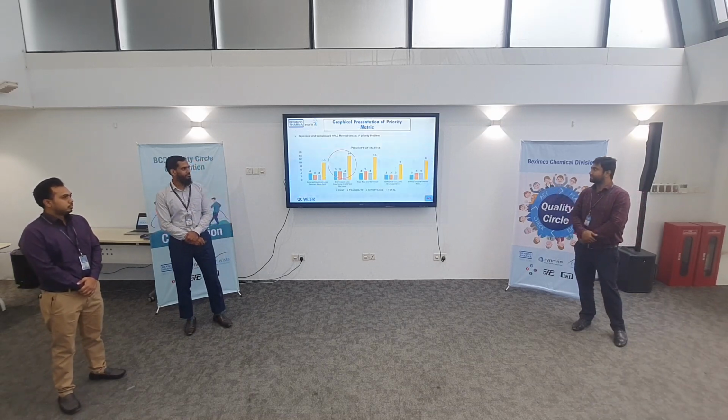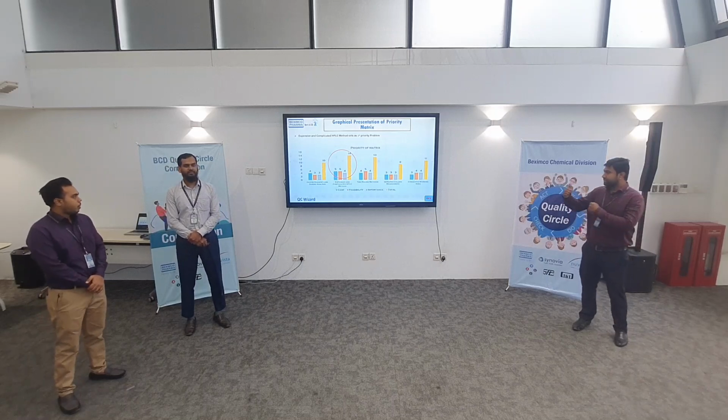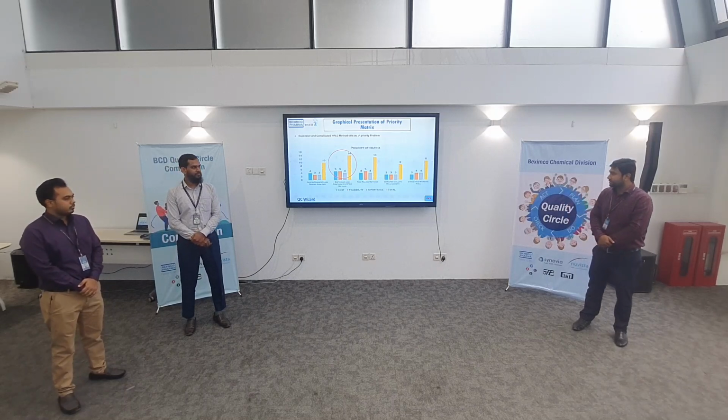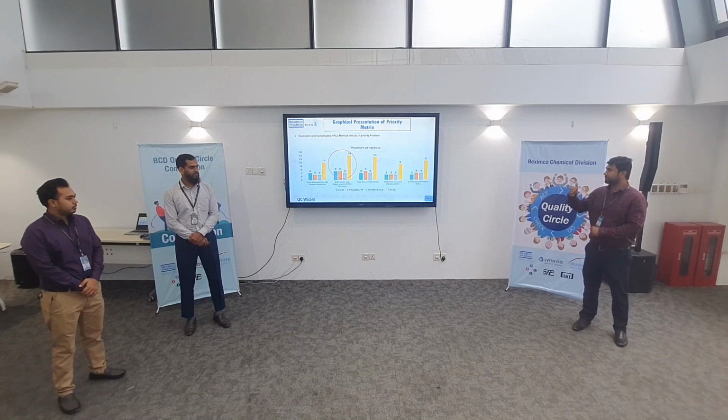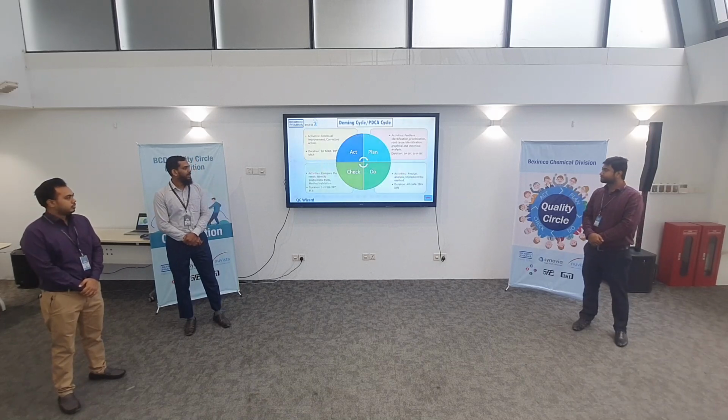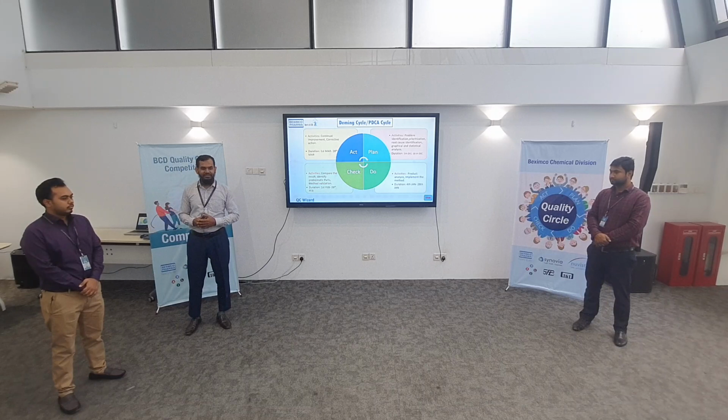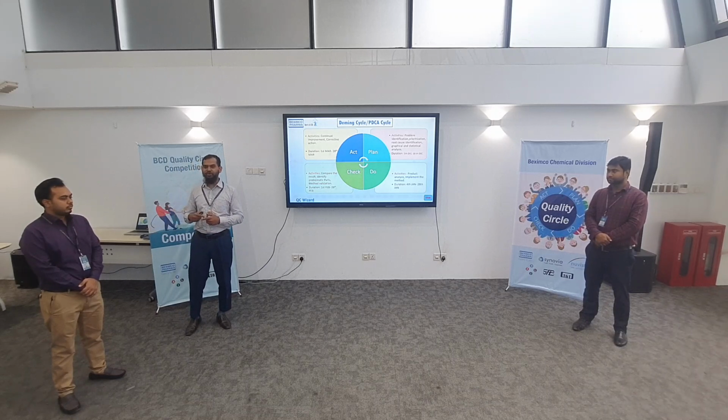And it is the graphical representation of our problems, where it is clearly visible that the expensive and complicated expensive method got the highest marks, so it is our first priority problem. Learning cycle or PDCA cycle. The PDCA cycle is a repetitive four-stage model for continuous improvement.